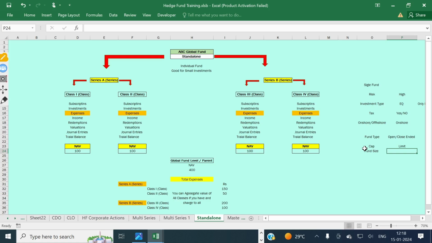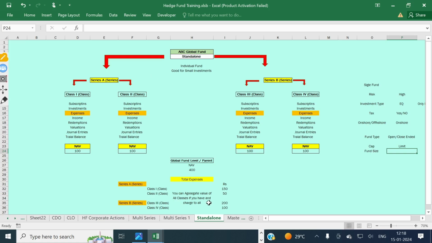As I said, why are fund structures important? Because fund structures help us to standardize the accounting process, and it will help you to compute NAV quickly. Otherwise, if you don't have a structure, then it will take lots of time to get all the information in one place to compute NAV and all.